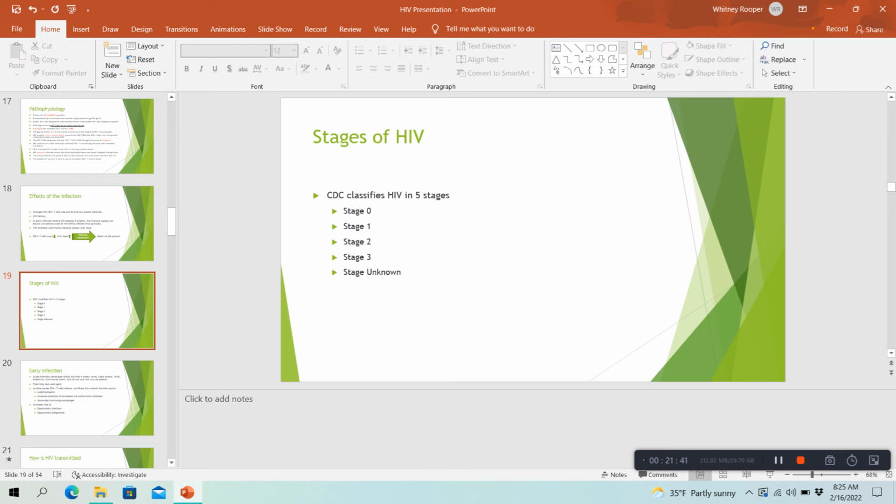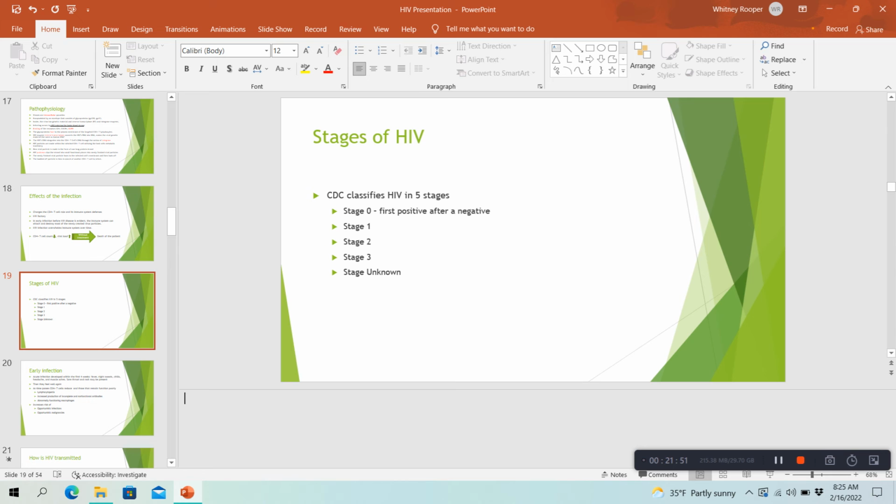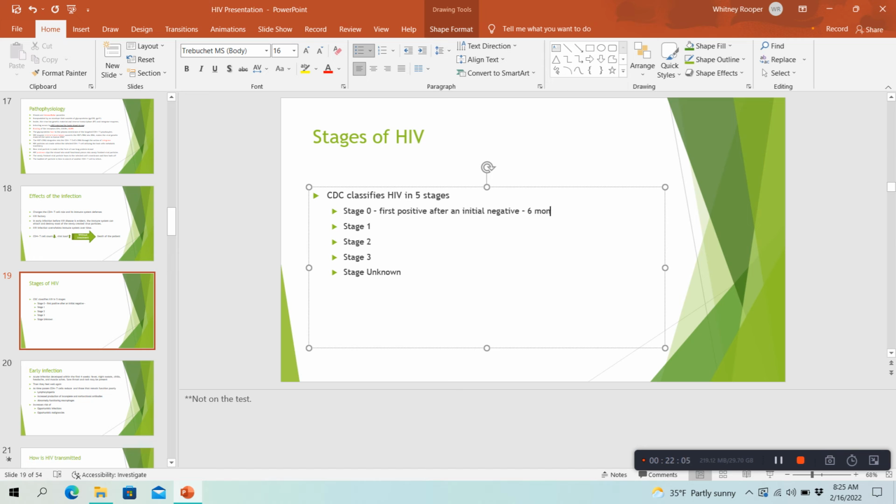So you have your 5 different stages. Stage 0 is that first positive after an initial negative. I don't really touch on this, so don't worry about it. They have to wait about 6 months before they test your CD4 count. I'm not saying they won't treat you, but they're going to wait about 6 months and then they'll tell you what your levels are. Stage 1 is when your levels are over 500. So that's an okay count.